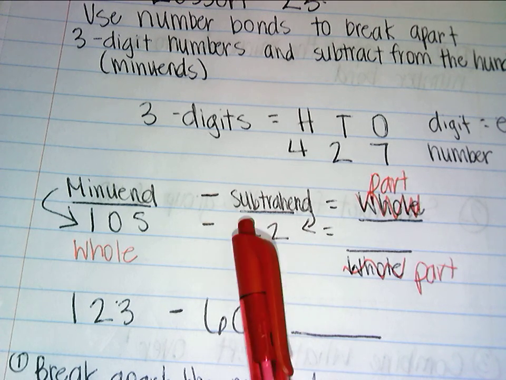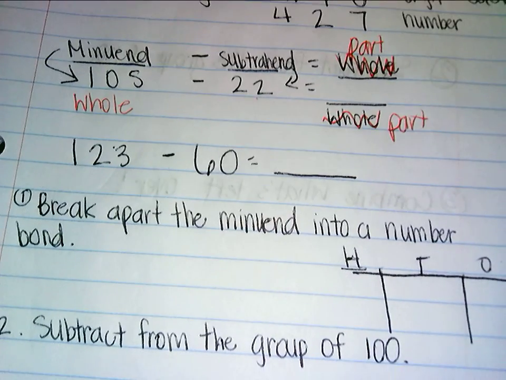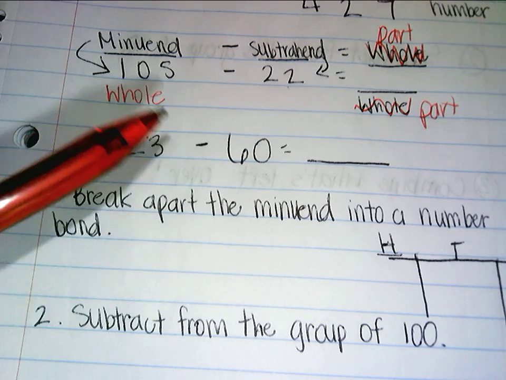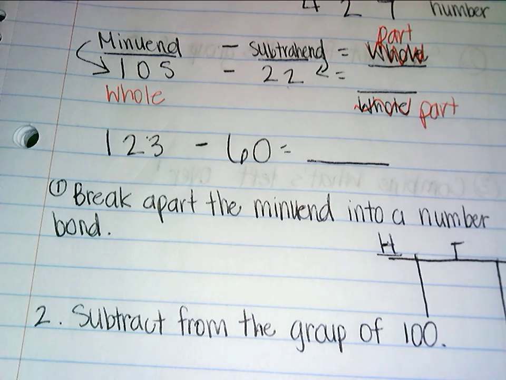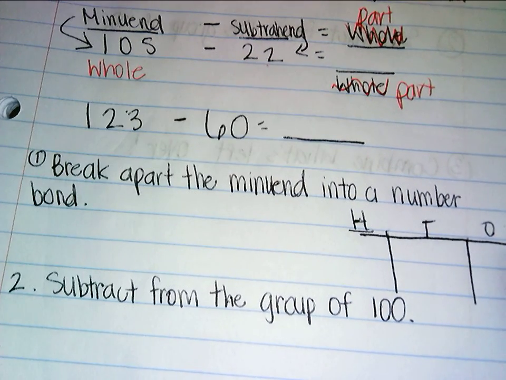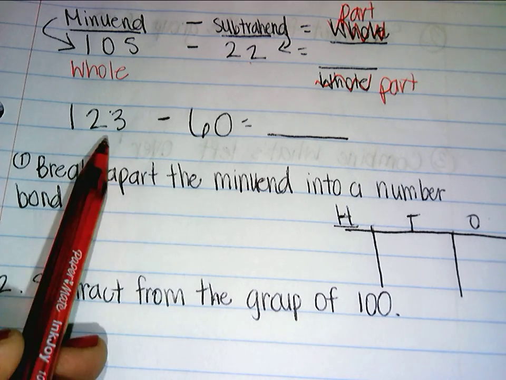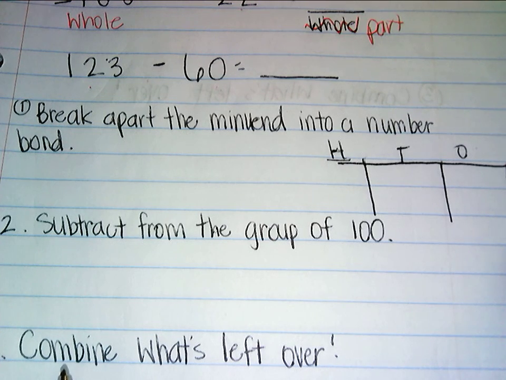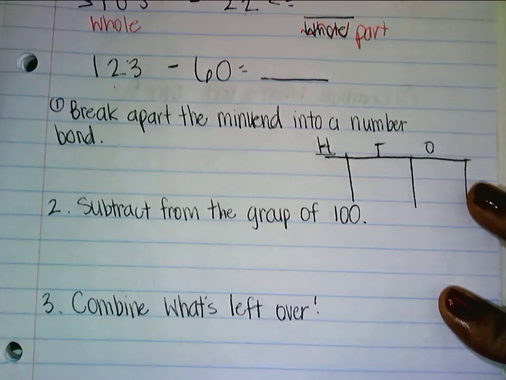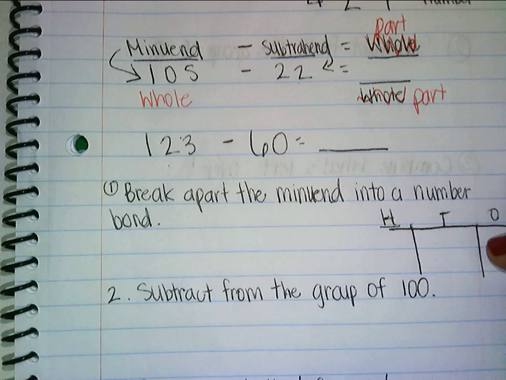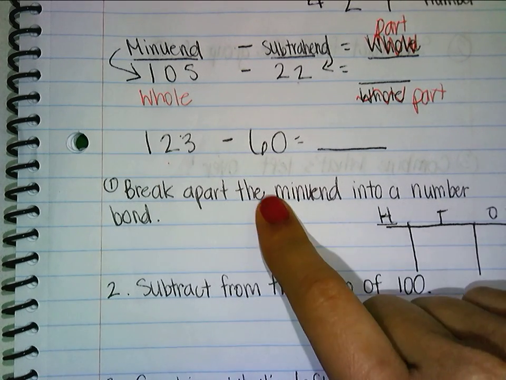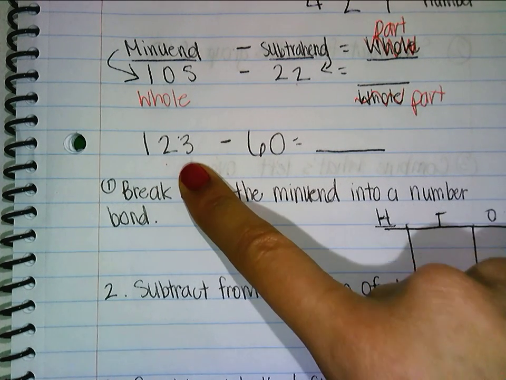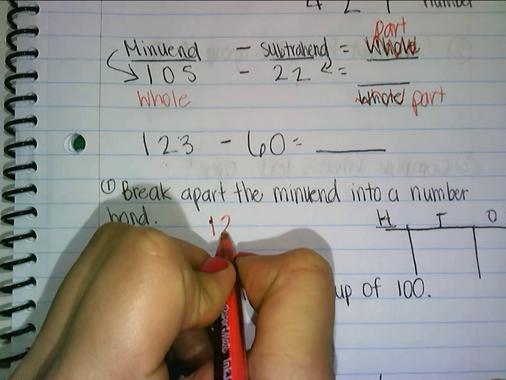Think subtract, subtrahend. Okay? So today we're going to be breaking down the steps to be able to use mental math, meaning kind of being able to subtract really quickly in your brain. Okay? So the first thing that you're going to do, here's your equation. 123 minus 60. So you heard that we're going to break apart the number. So that's what you're going to do first. You're going to break apart that minuend. Okay? So in the equation, 123 minus 60, 123 is our minuend.